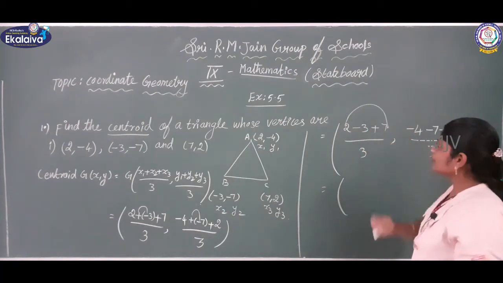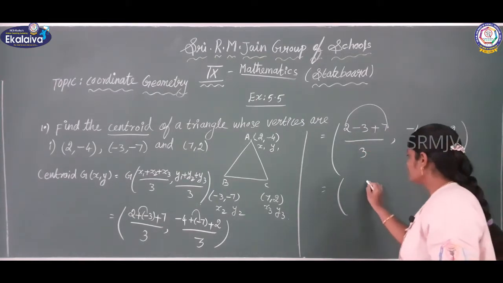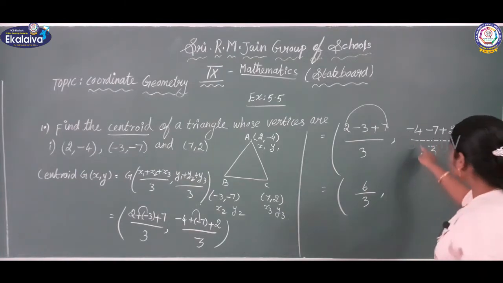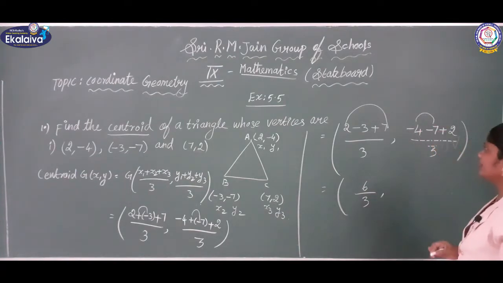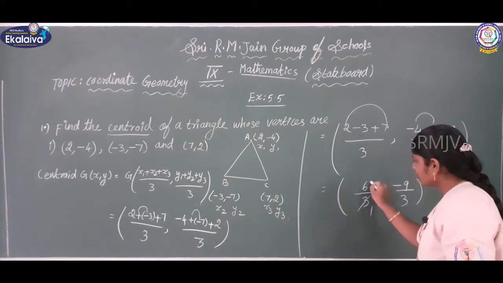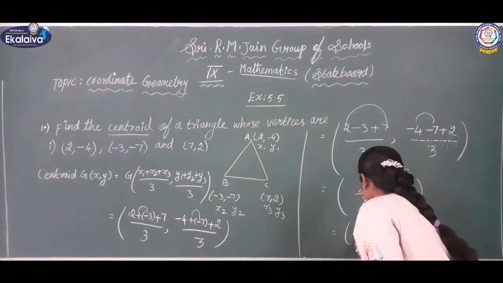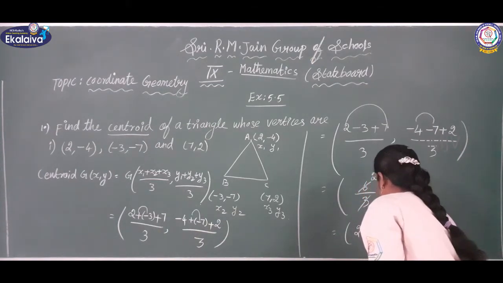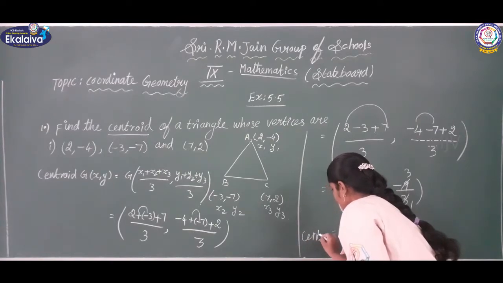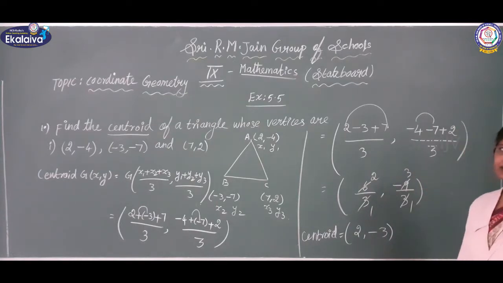See here, these two numbers are positive. First you add it. 2 plus 7, 9. 9 minus 3, 6. 6 by 3. Here minus 4, minus 7. When we add this, what you will get, children? Minus 11. Minus 11 plus 2, what you will get? Minus 9 by 3. So 3 ones are 3, 3 twos are 6, 3 threes are 9. So what is the answer, children? Centroid equal to (2, -3). Is it clear, children?